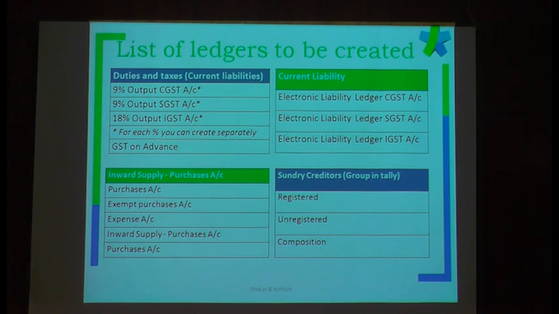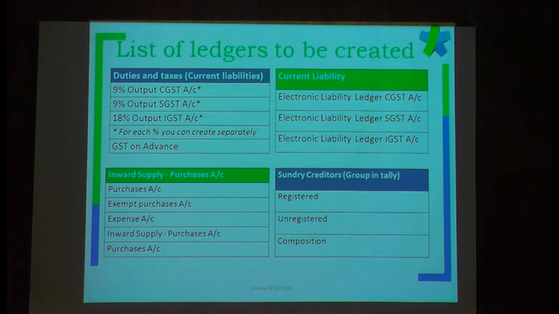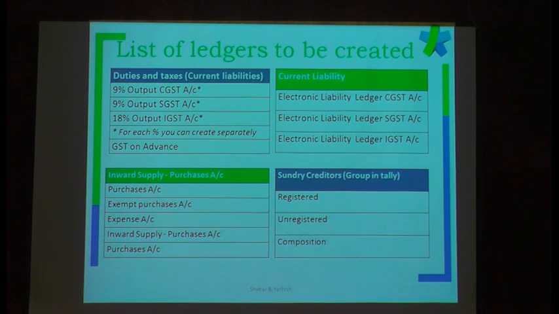Then one account we have to call GST on advance also, because we need to track how much amount we have received towards advance, and that has to be disclosed in a separate column under the GSTR 1.